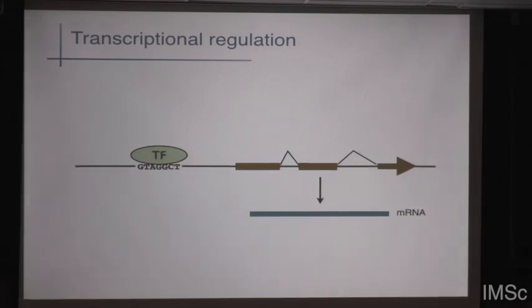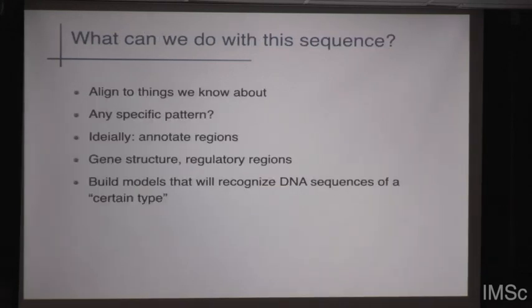So this means that our genome has some structure. You have a gene, you have these regulatory regions which are controlling. So can we now build models that will recognize DNA sequences of a certain type? Given a new unseen genome, can we say, just looking at the genome, this looks like a gene, these are the exons, this might be spliced out, this looks like a regulatory region? So we're going to talk about probabilistic models to do this.